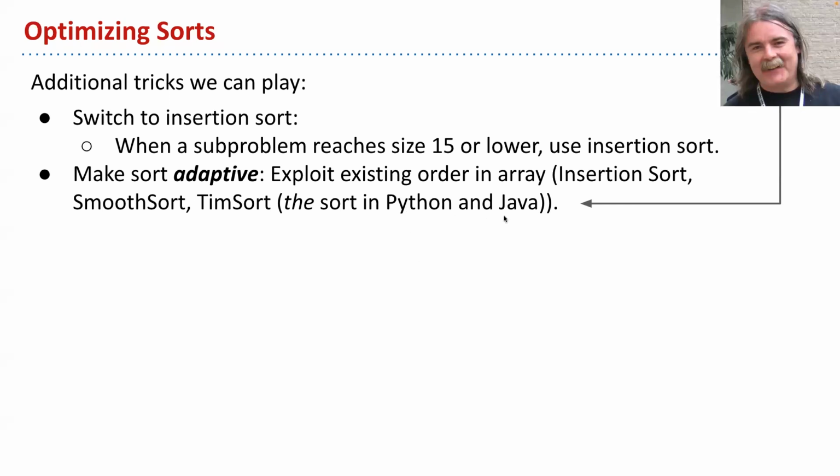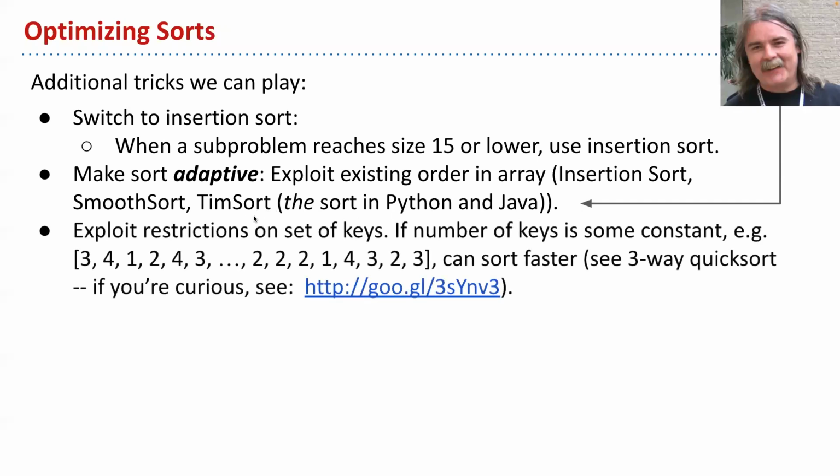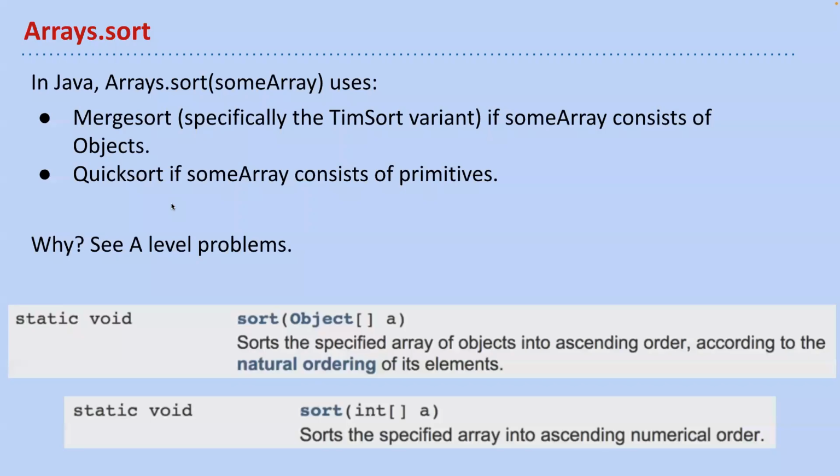And Java also has another main sort that does something very similar to Tim sort. There's also other funny things you can do, which is if you know things about your data in advance, like there's only 4 different keys that occur, then there's tricks you can play to get linear time sorting instead of n log n. Here is a link if you're curious about such an algorithm. And as I noted again, with quicksort, you can do an introspection. If you're running quicksort and you find that it's taking forever, you just switch to a different sorting method if it's going too slowly. That's only a problem for deterministic flavors of quicksort. And just beware, these are just different tricks you can play if you wanted to go even more industrial strength.